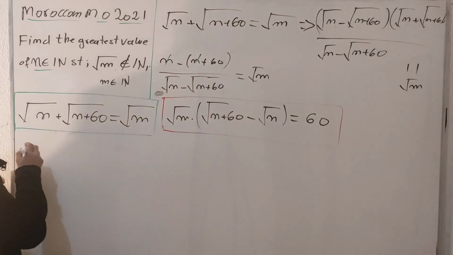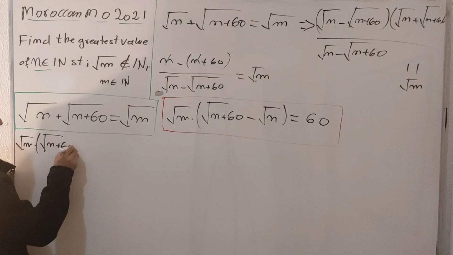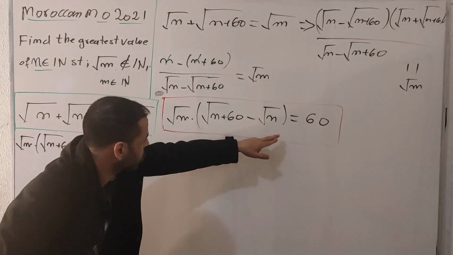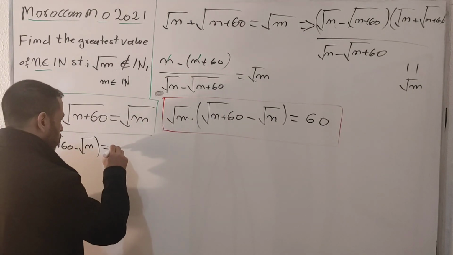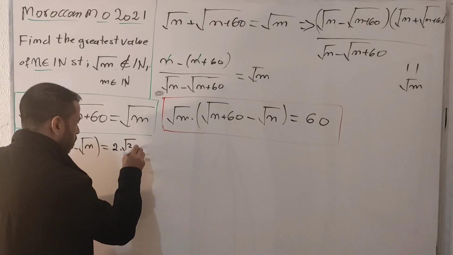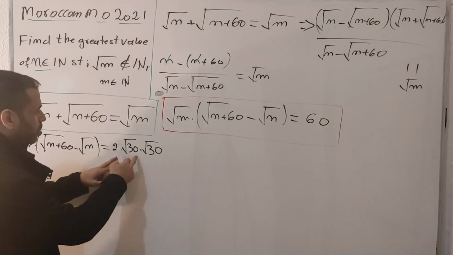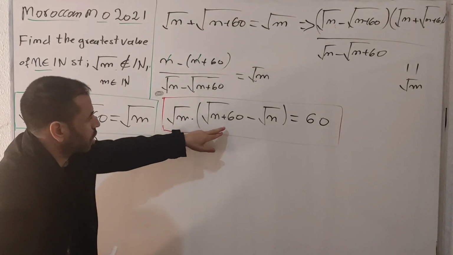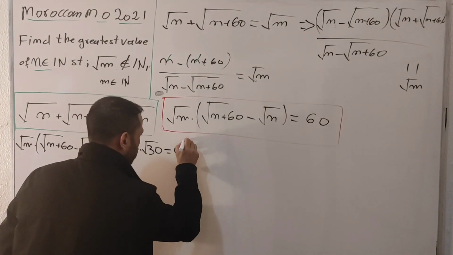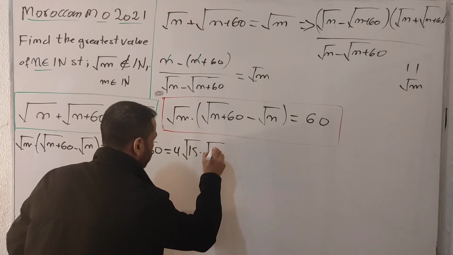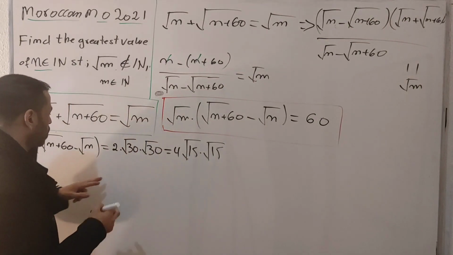So we'll have square root of m multiplied by square root of n plus 60 minus square root of n. We must write 60 in this form. I can write it as square root of 2 multiplied by square root of 30 multiplied by square root of 30. I cannot write square root of 60 multiplied by square root of 60 because we don't have equality here. Another possibility is 4 multiplied by square root of 15 multiplied by square root of 15, because square root of 15 times square root of 15 is 15, and 15 multiplied by 4 gives us 60.